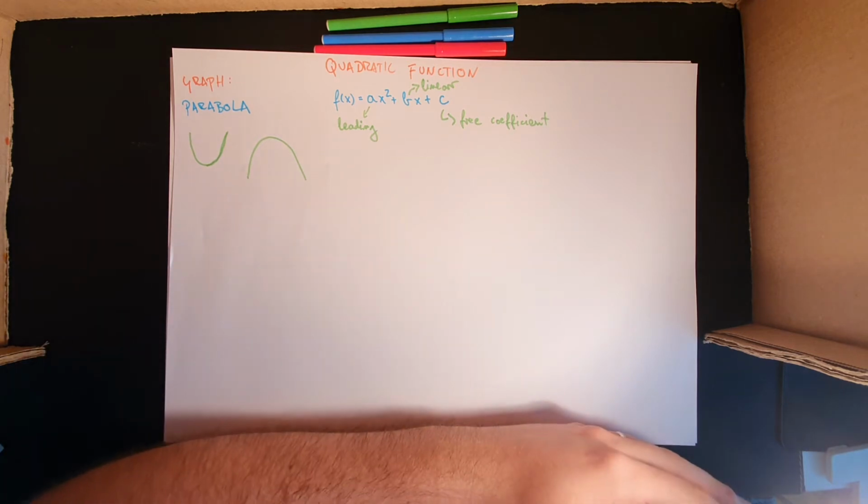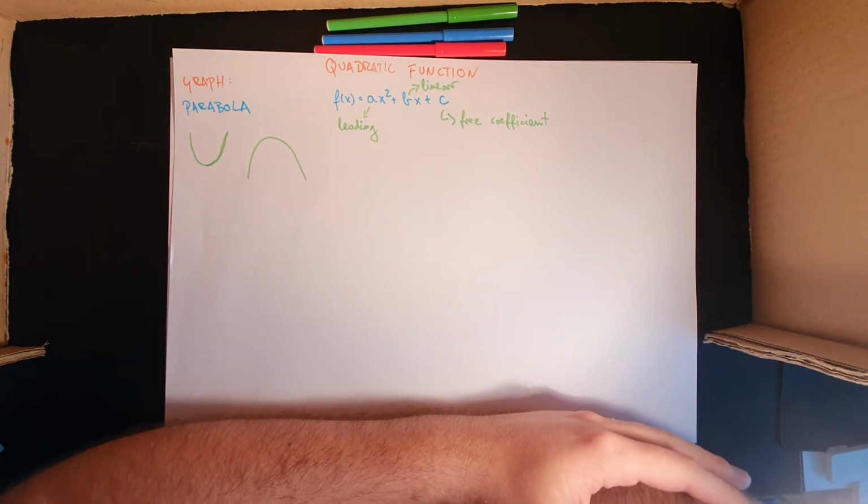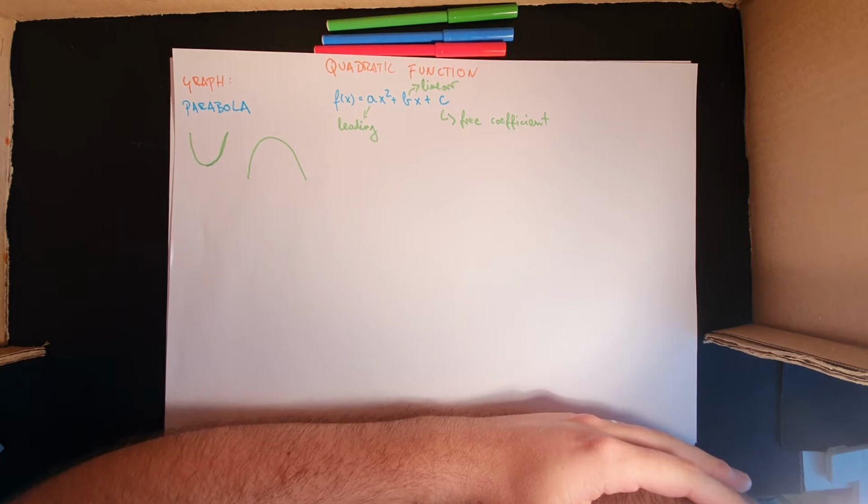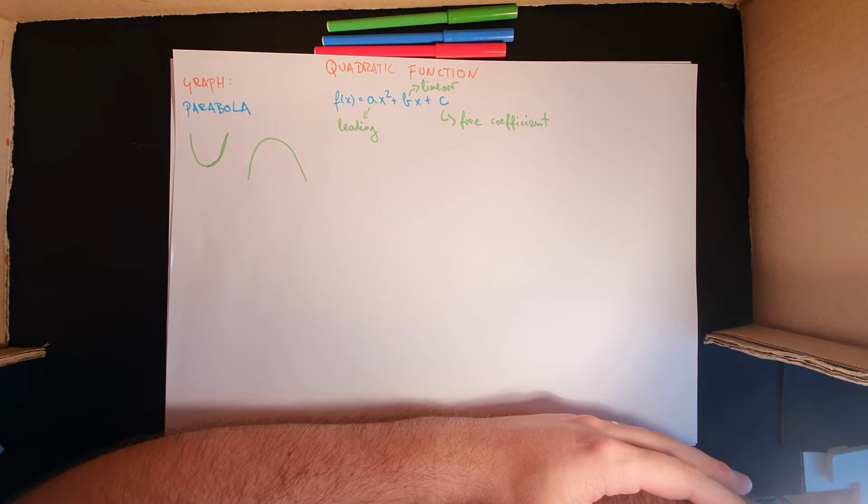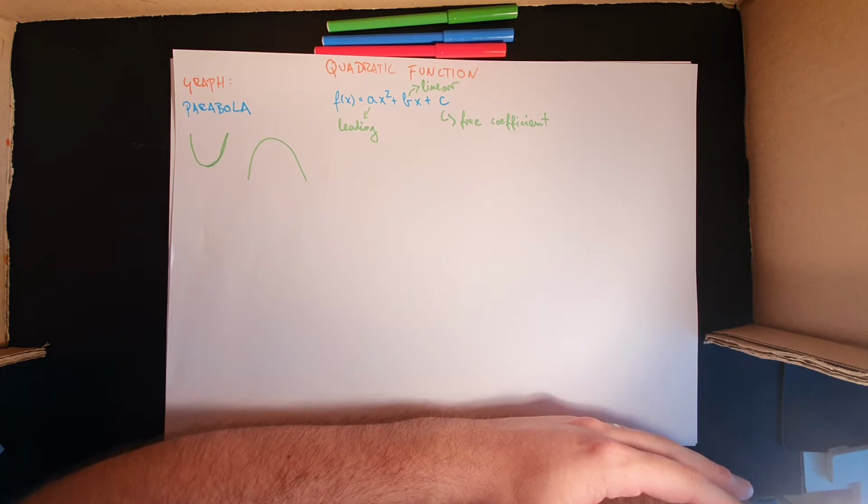Hello. Today's lesson is going to be quadratic function. In this lesson we're going to take a look at the formula, the properties, and the main goal is to learn and remember how to draw graph of the quadratic function in coordinate system. So let's start from the formula.